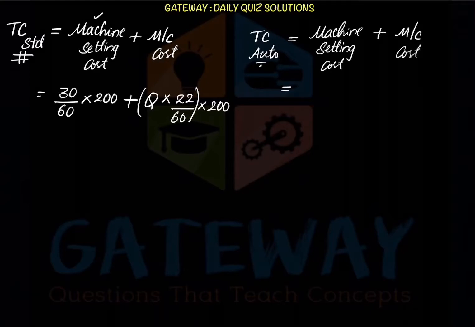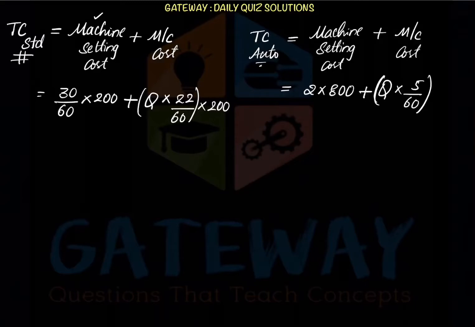Here the machine setting time was given as 2 hours. It takes 2 hours for the machine to set up, and for those 2 hours we need to pay the operator 800 rupees per hour. And also the machining cost. The advantageous thing here is that for producing q components, each component takes 5 minutes, nothing but 5 upon 60. For this total time, we need to pay 800 for the operator. Right. Now we'll equate both.